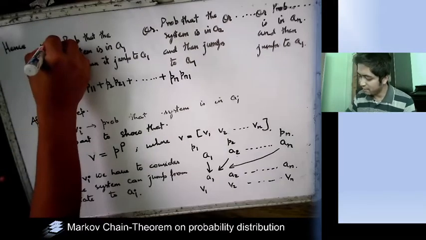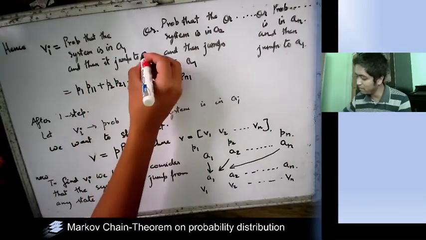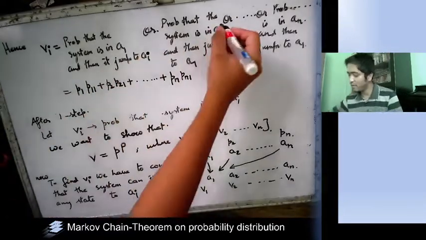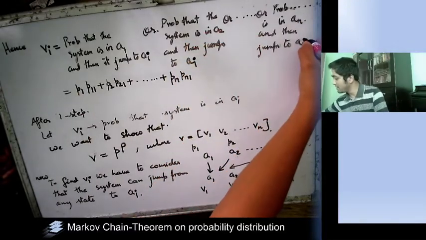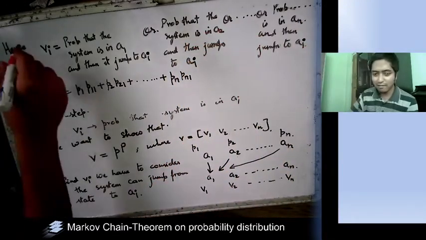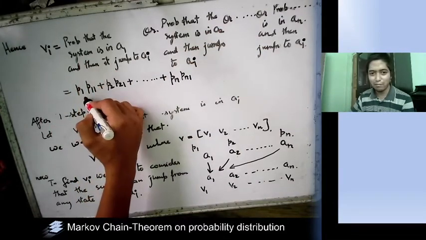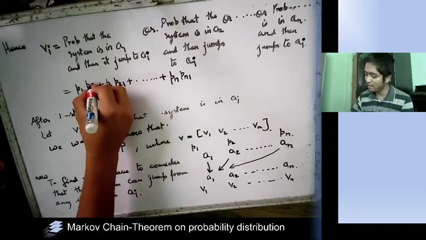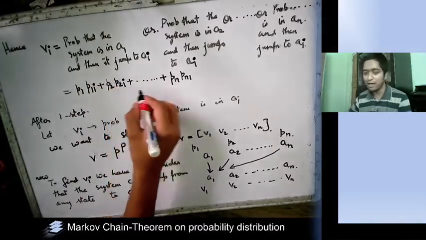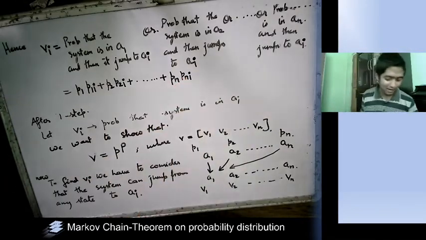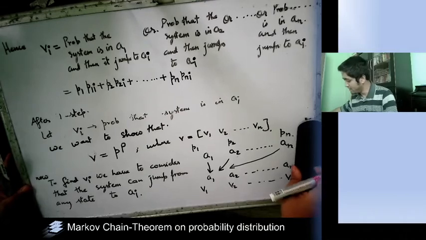Okay, hence Vi is the probability that the system can jump from A1 to Ai, or from A2 to Ai, or from An to Ai. So ultimately, we will have this: the system is in A1, which is P1, and from A1 jumps to Ai, which is P1i. Similarly, P2, P2i, Pn, Pni. Okay, so now we are almost done.